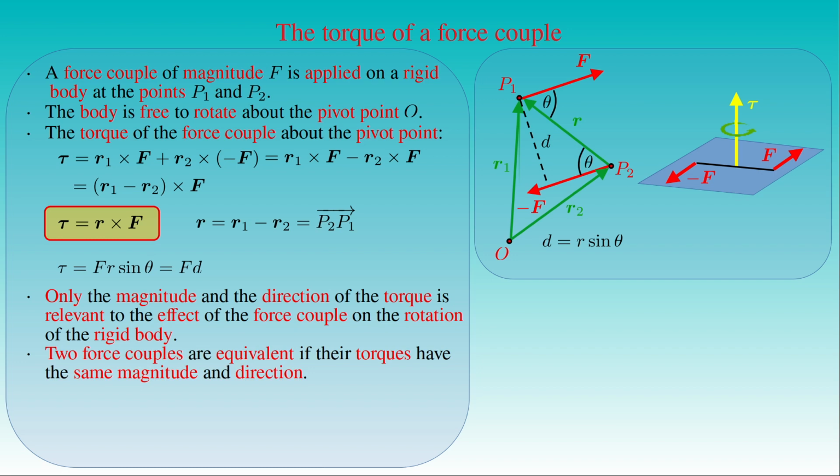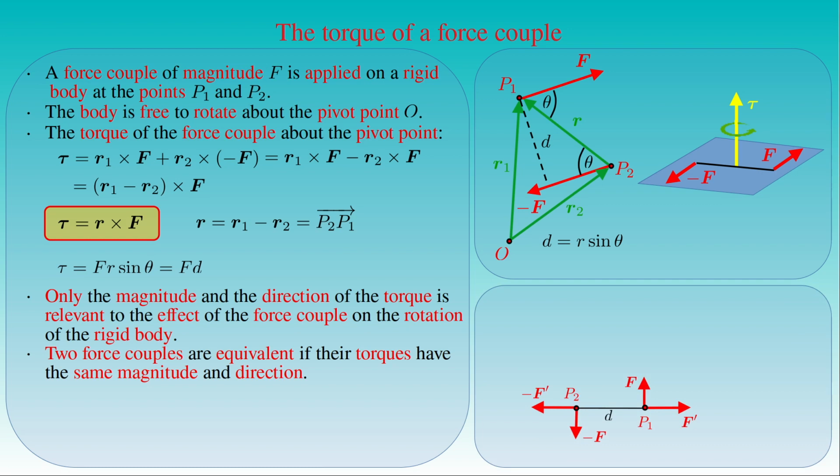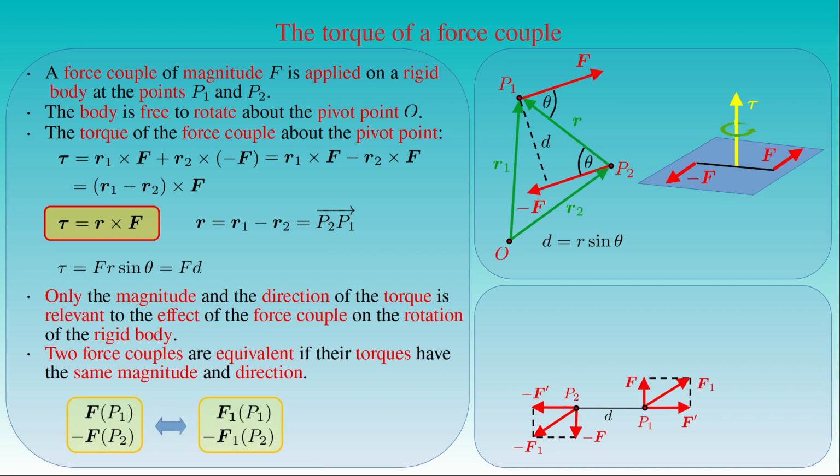For example, let us consider the force couple F and minus F applied at the points P1 and P2 of a rigid body. By introducing the auxiliary forces F' and minus F' cancelling each other out, we can derive the pair of forces F1 and minus F1 as the vector sums of the first force couple and the auxiliary forces. The force couple F and minus F applied at the points P1 and P2 is equivalent with the force couple F1 and minus F1 with the same points of application, because the auxiliary forces do not have a contribution to the torque of the force couple.